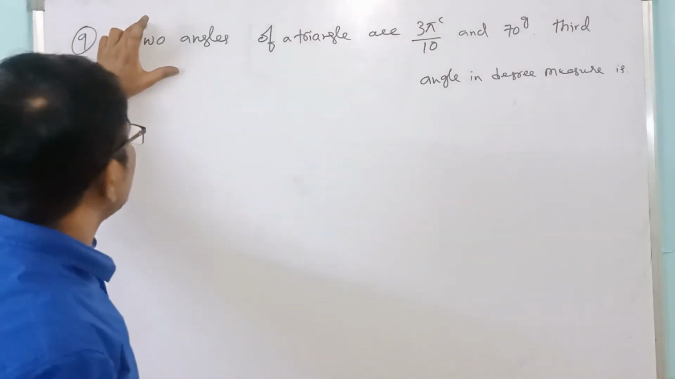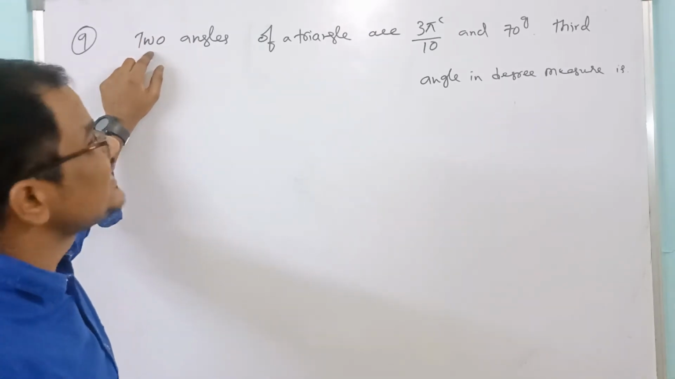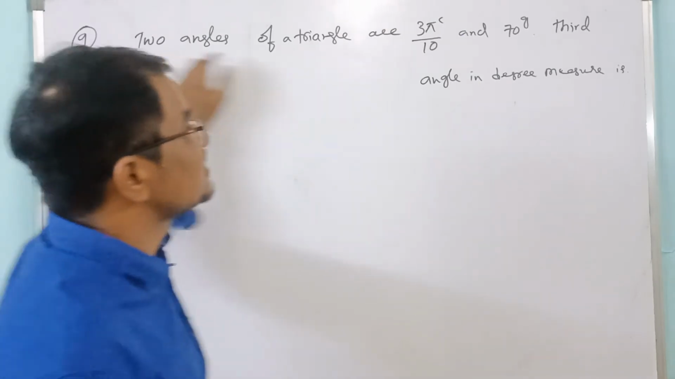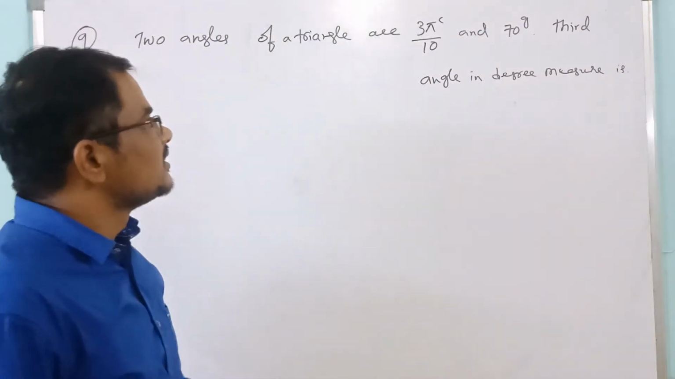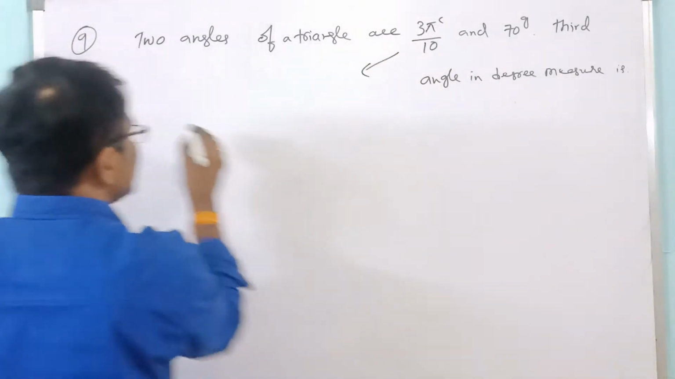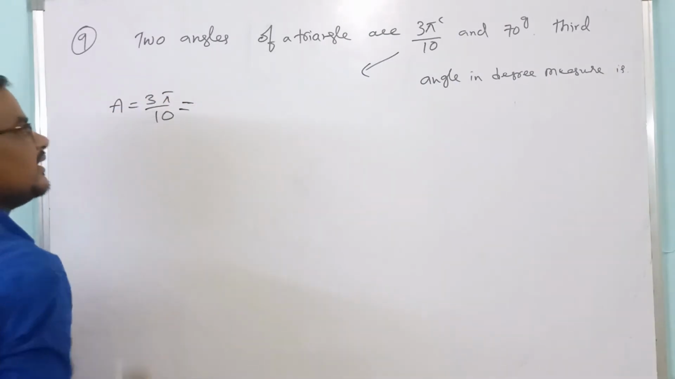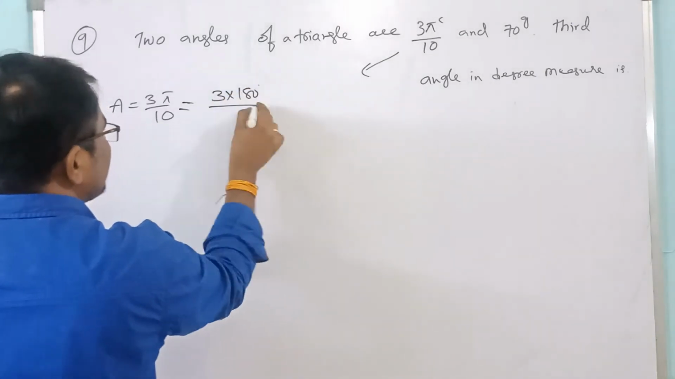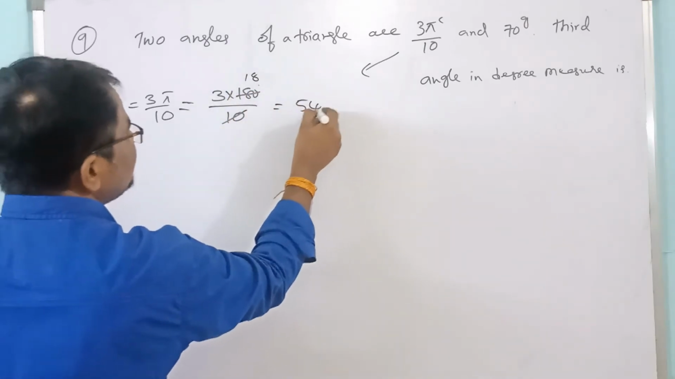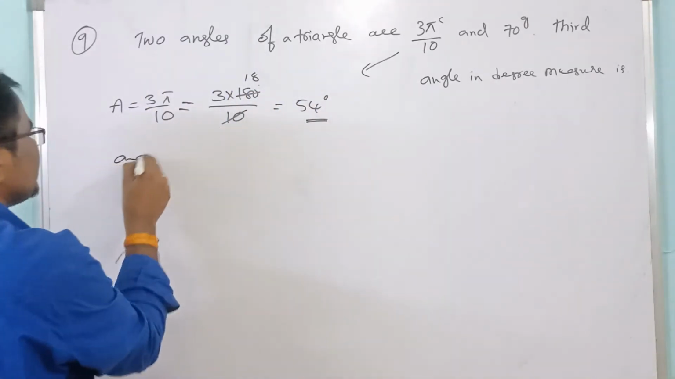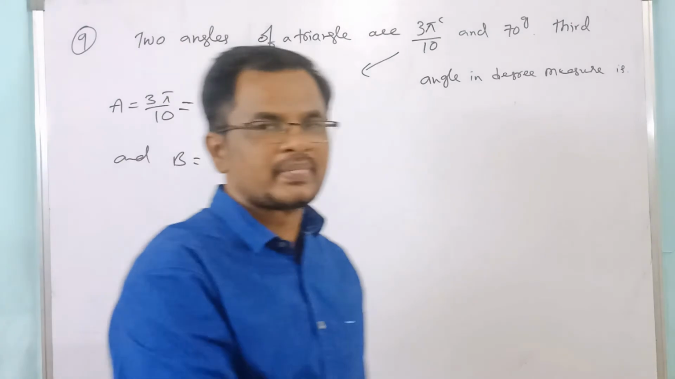See the next problem, the 9th problem. Two angles of a triangle are 3 pi by 10 and 70 grades. Then the third angle in degree measure is asked. First of all, take A equal to 3 pi by 10, and convert this into degrees. 3 into 180 by 10, that is 18, so 54 degrees. And the second one is 70 grades. This one also I will convert into degrees.